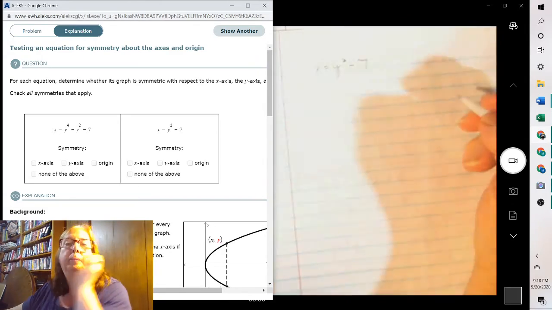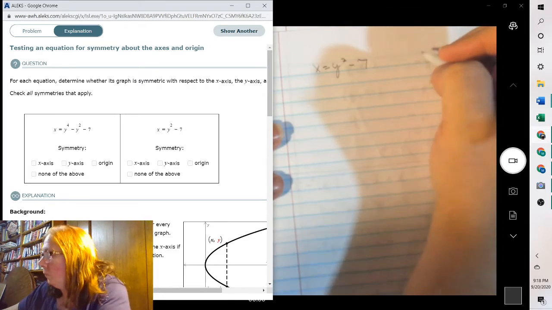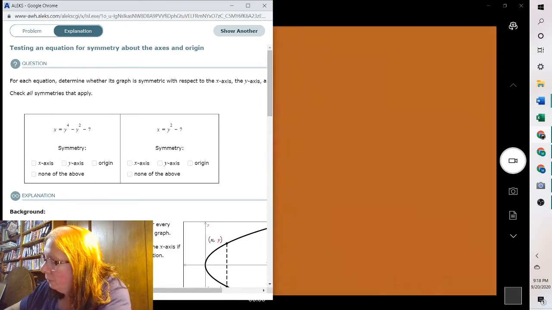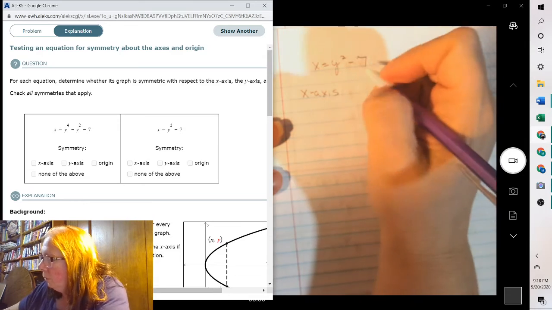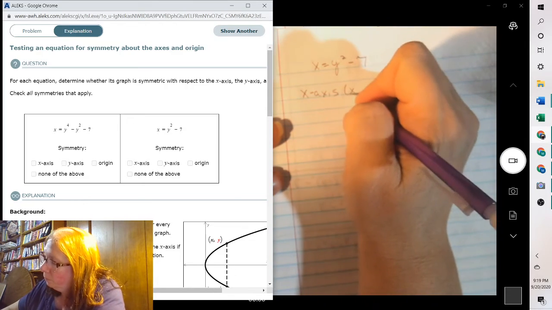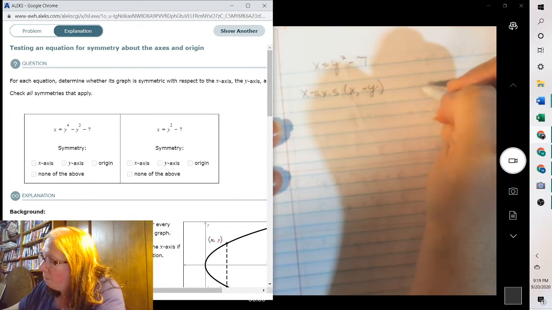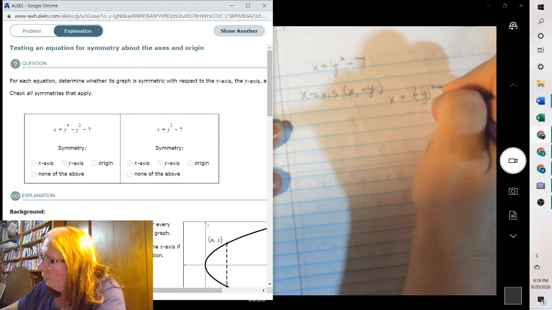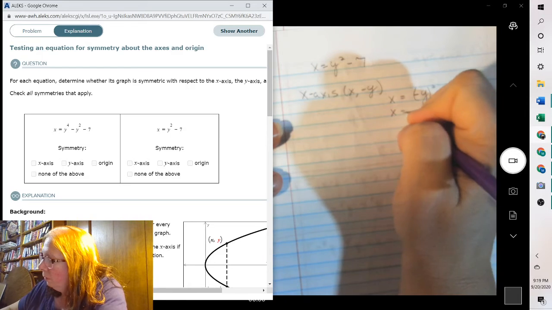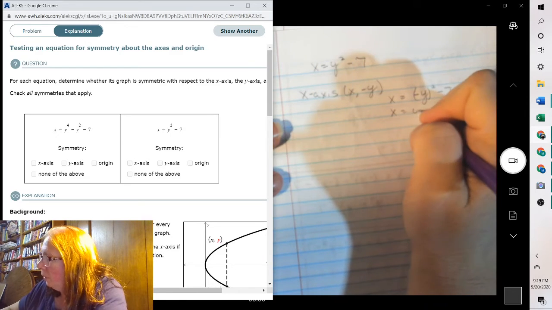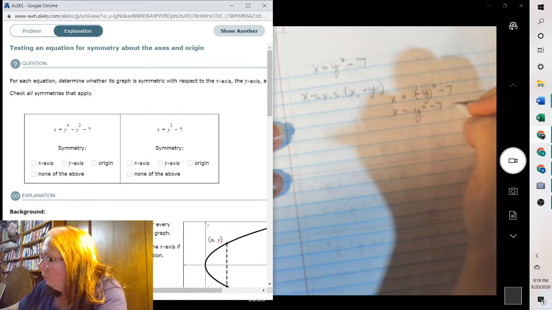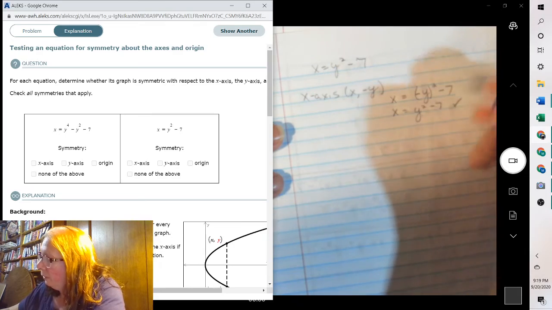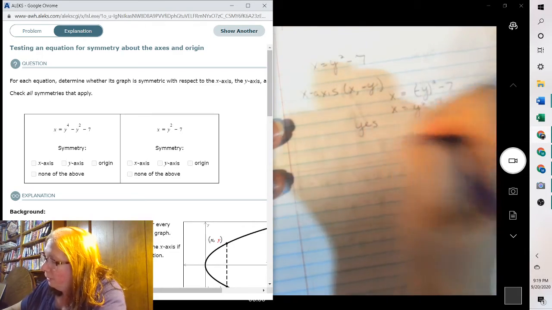Okay, this one. So if we try x-axis, we plug in negative y. X equals negative y squared minus 7. Negative squared is positive. So you get the original back. So this would be yes, it has x-axis symmetry.